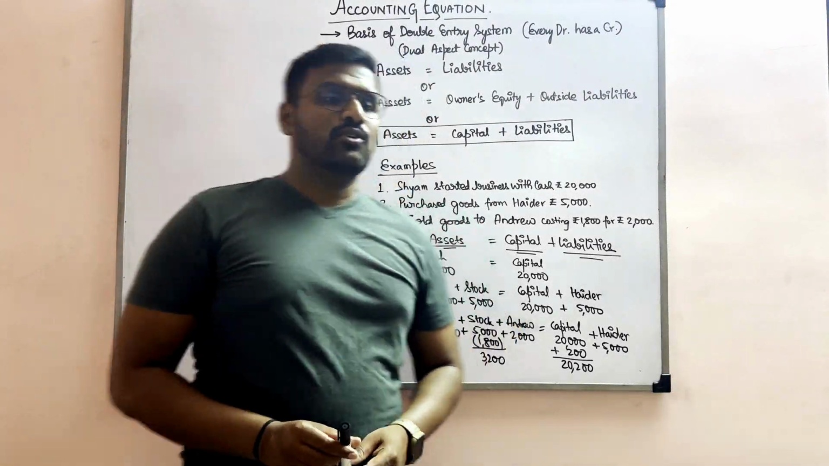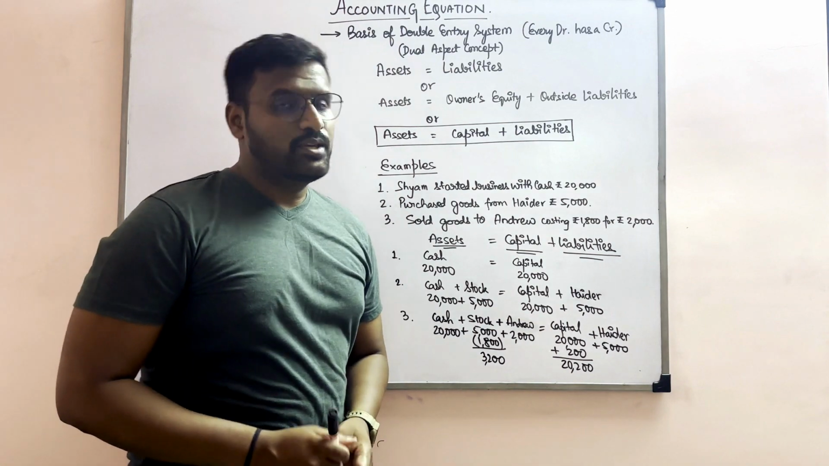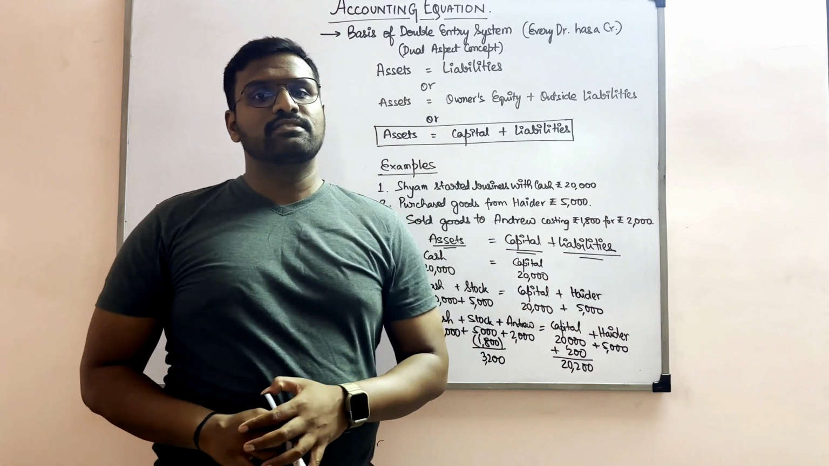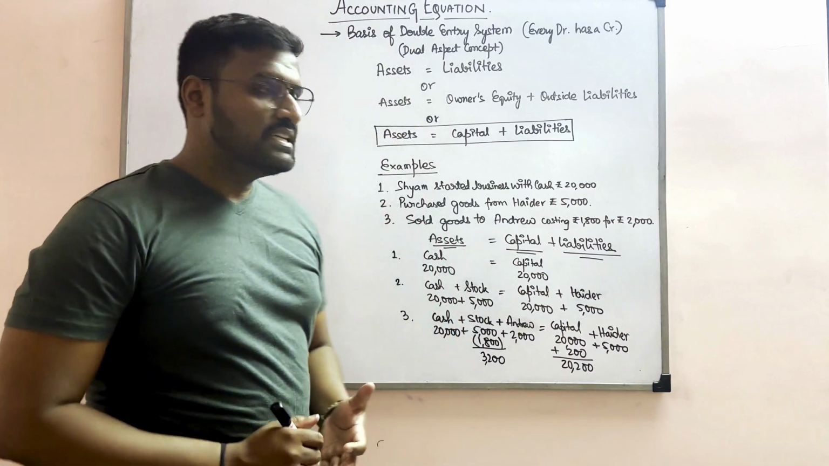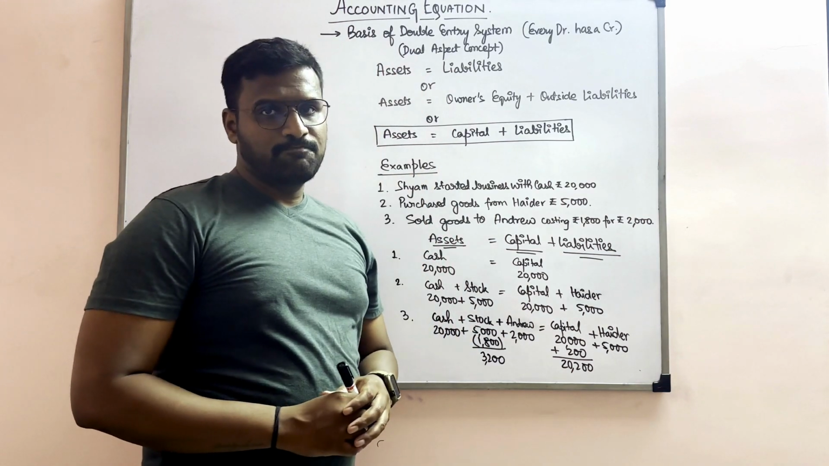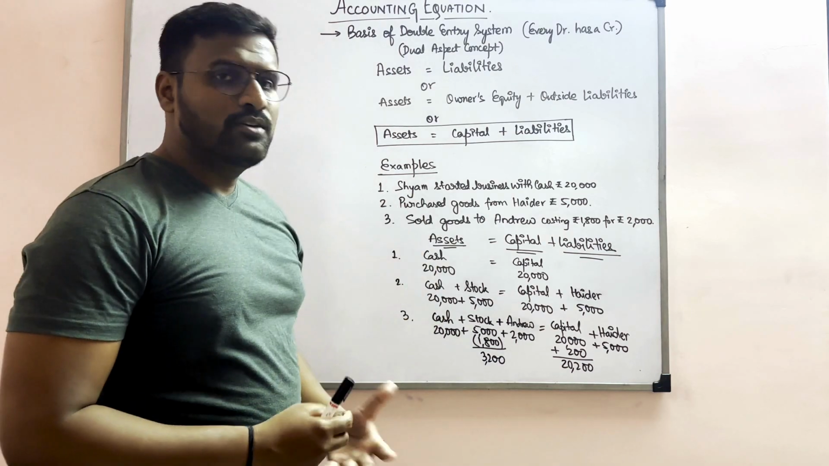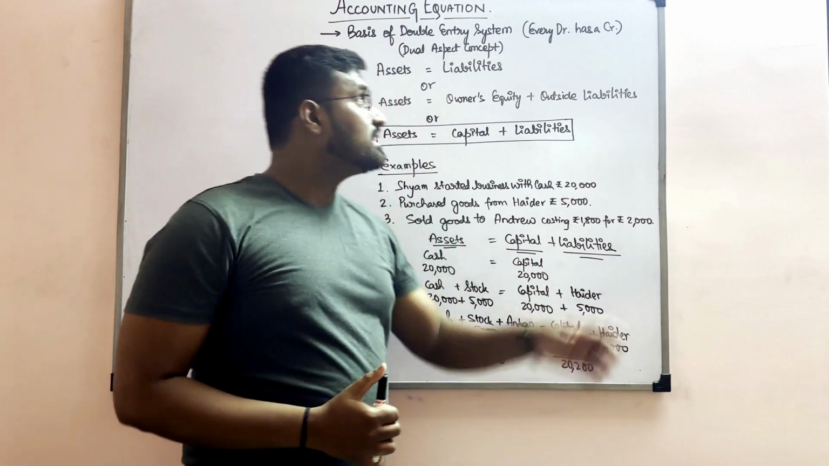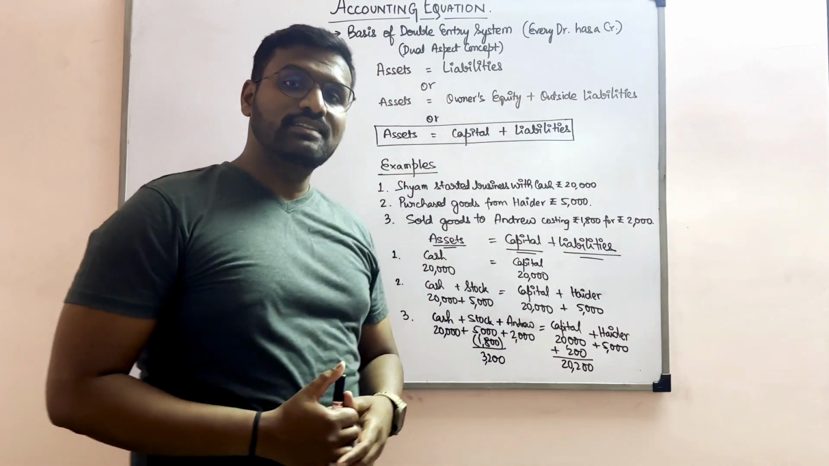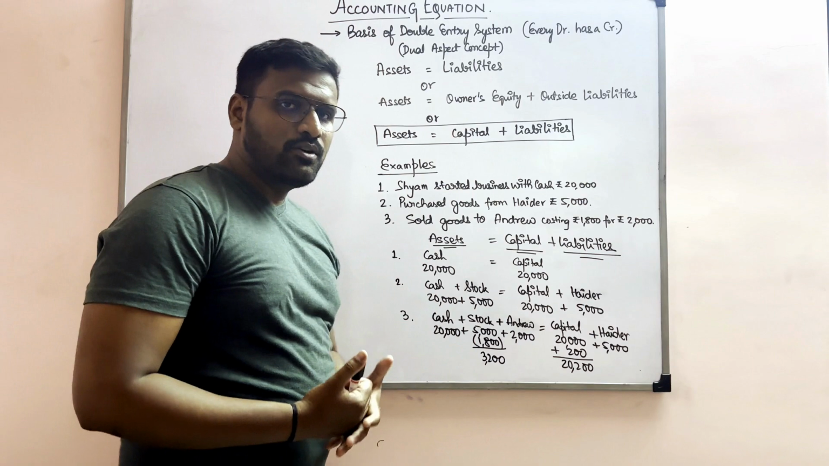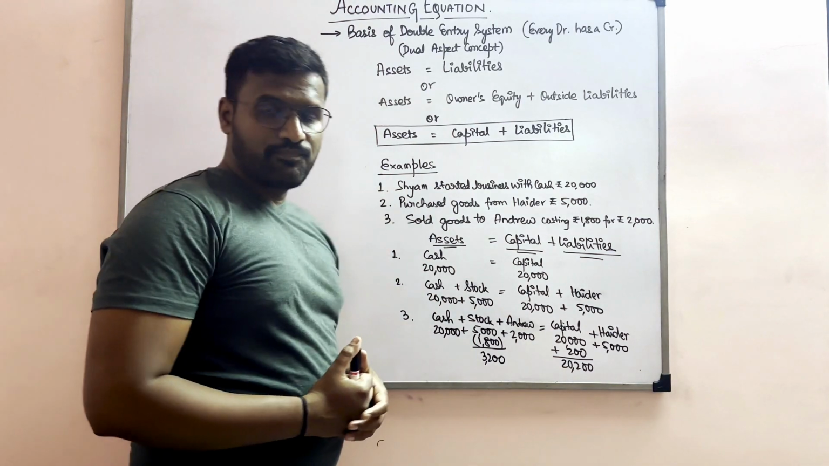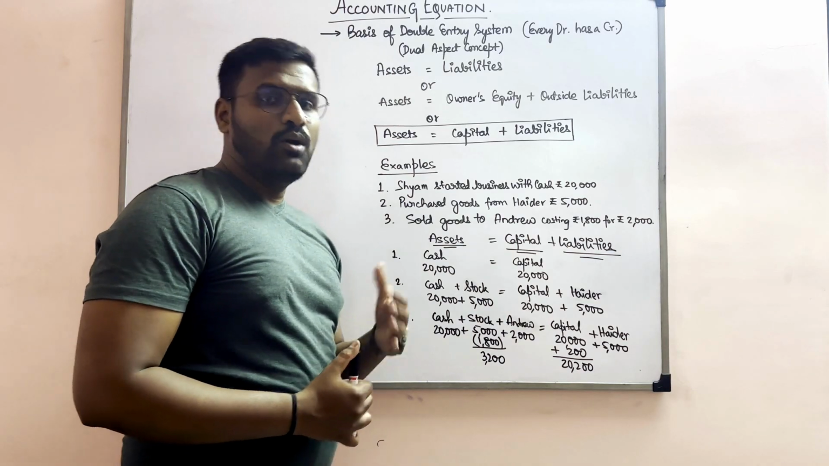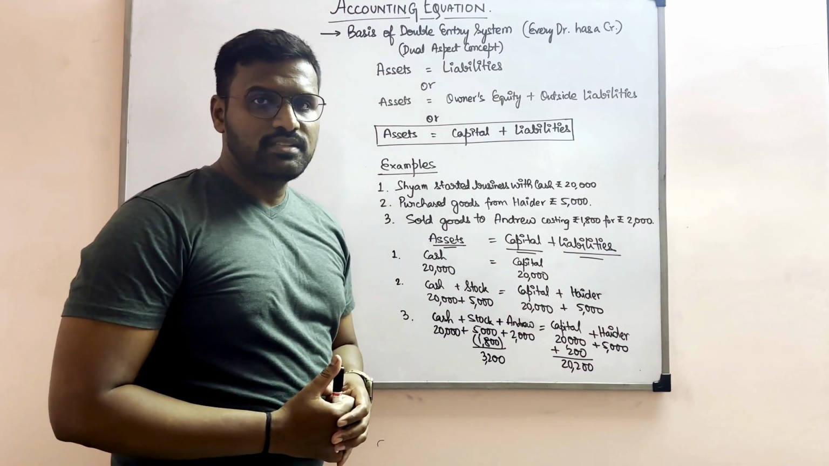Today, as you can see, our topic of discussion is the accounting equation. When we start our journey of accounting in class 11, we come across right in the beginning the concept of the double entry system. Based on the double entry system, we have the dual aspect concept, which says that every debit has an equivalent credit. And based on that concept, we have the accounting equation, which tells us that the total assets of an organization will always be equal to the total liabilities.